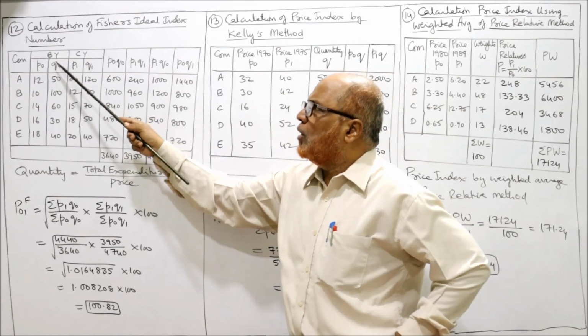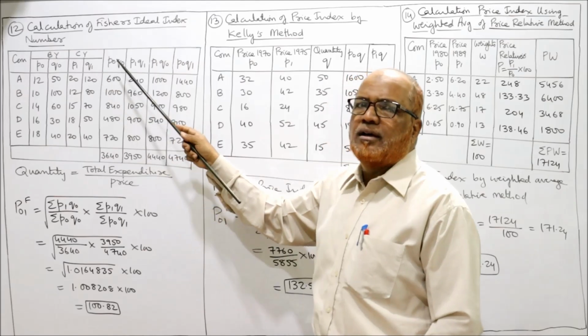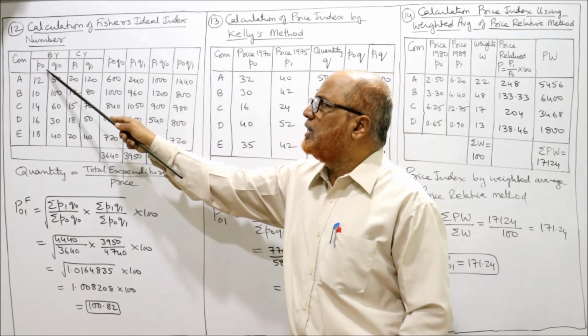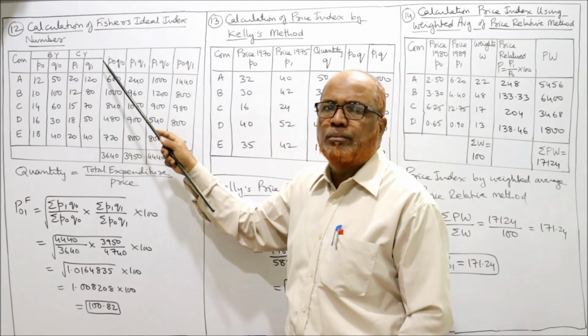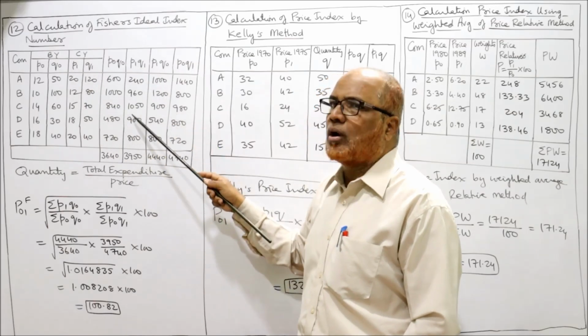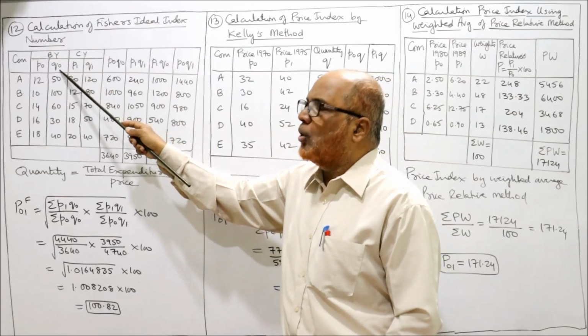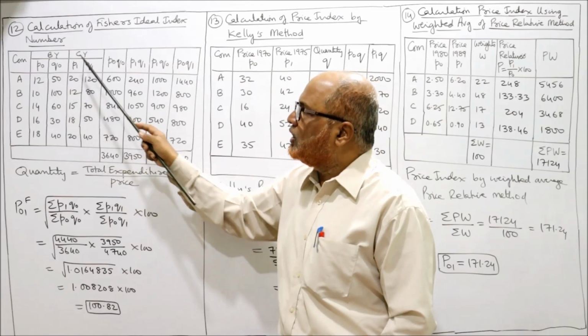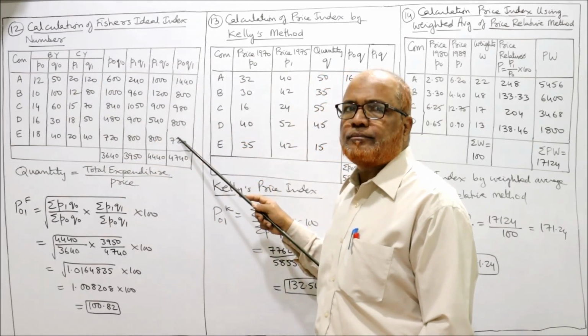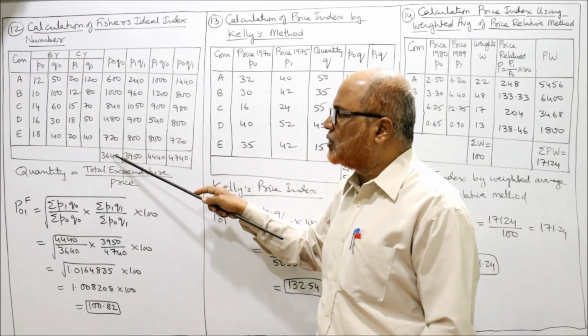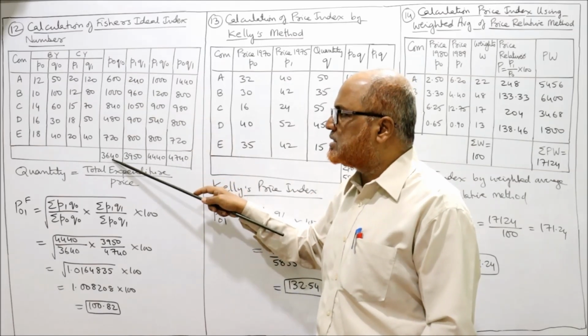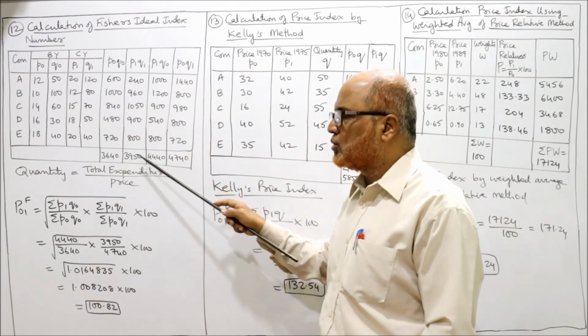After getting P0, Q0, P1, Q1, we multiply P0 into Q0, one column, P1 into Q1, another column, then P1Q0, third column, P0Q1, fourth column. Multiply this and you will get the totals. So the P0Q0 total is 3640, and 3950 total we got.